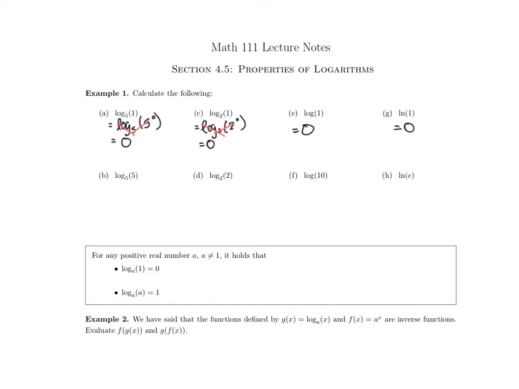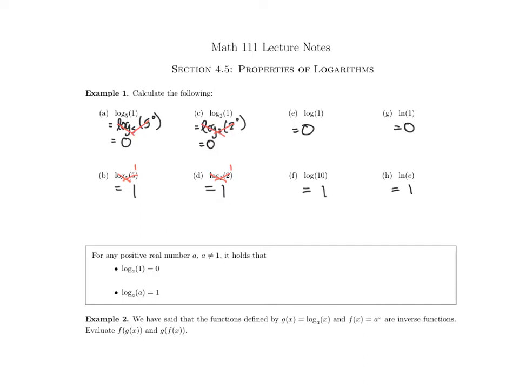Let's try B, D, F, and H. So if we take a look here, there we are. Just a reminder that anything without an exponent, we assume that exponent is 1. So in this case, when we cancel out our bases of 5, we're going to be left with our exponent of 1. If we do the same thing for part D, okay, we cancel out our big base and little base, we're left with the answer of 1.